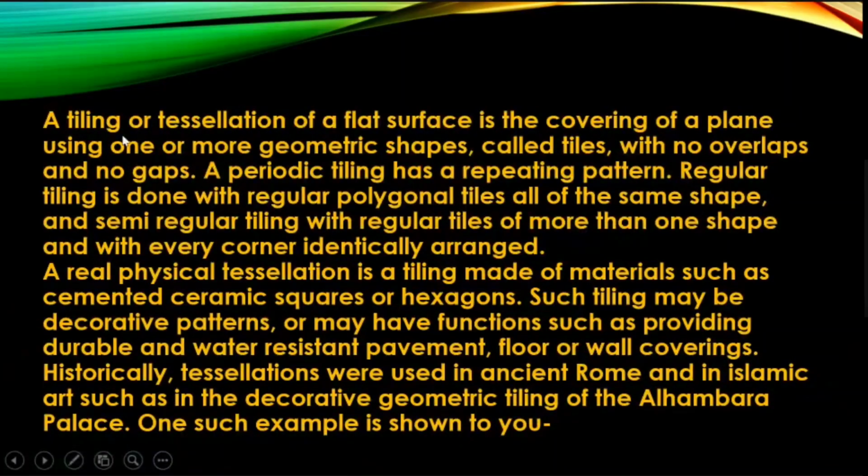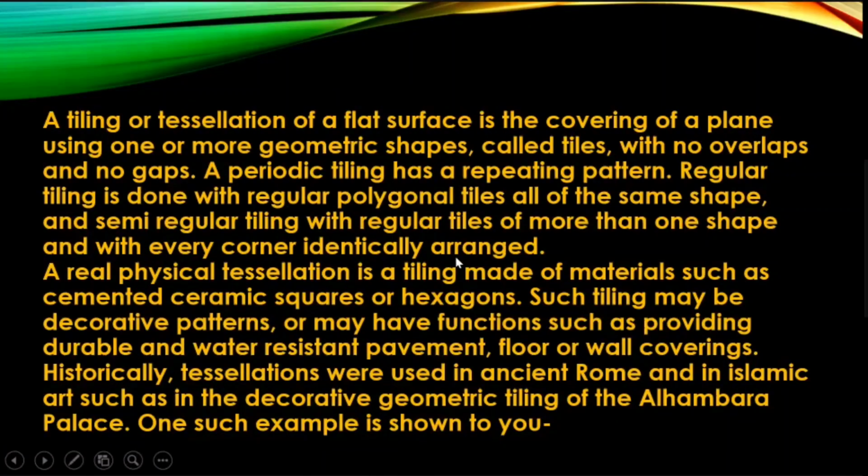A tiling or tessellation of a flat surface is a covering of a plane using one or more geometric shapes called tiles, with no overlaps and no gaps. A periodic tiling has a repeating pattern. Regular tiling is done with regular polygonal tiles, all of the same shape, and semi-regular tiling with regular tiles of more than one shape and with every corner identically arranged.